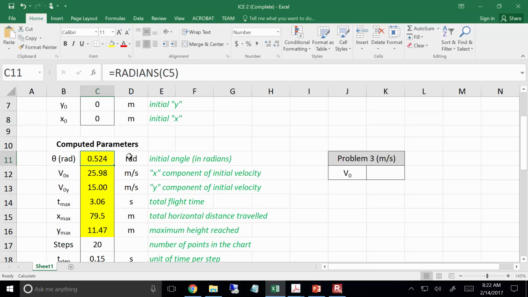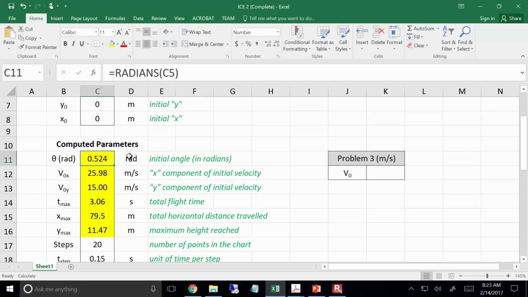So if you want to hold off on the steps part where it says number of points in the chart and number of units per time, you can hold off on that. That's no problem. But I'm more interested right now that these computed parameters are correct. Again, I'm here, so if you have any questions, don't be shy, please.